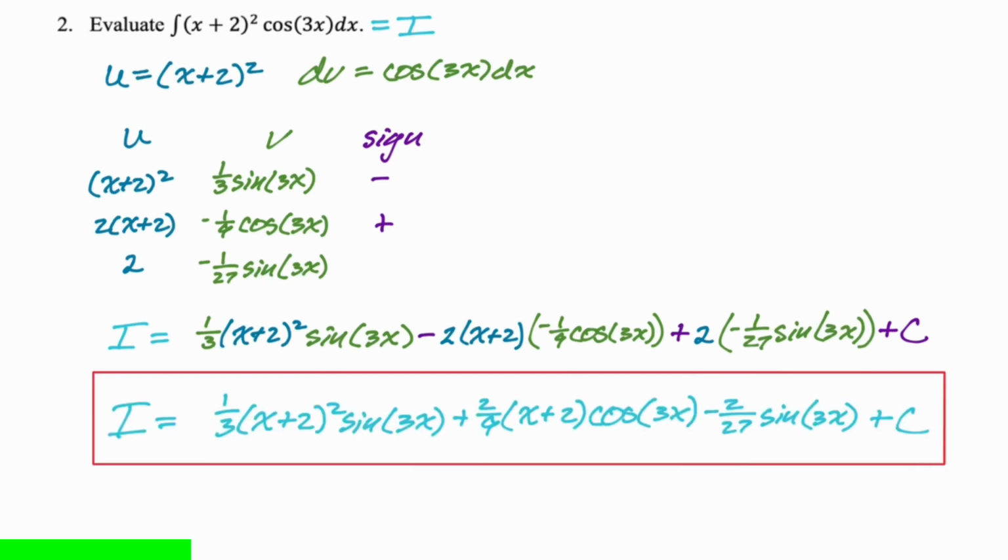I'm going to simplify this but not make you watch, so I get 1/3 quantity (x plus 2) squared sine of 3x plus 2/9 quantity (x plus 2) cosine of 3x minus 2/27 sine of 3x plus c. If you check that on a calculator, your calculator will combine the sine of 3x terms. That's okay for a calculator. I think a human would leave their answer like this any day. All right, so let's take a look at the last question. It's a long problem set.